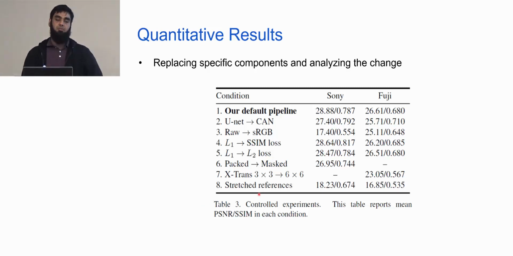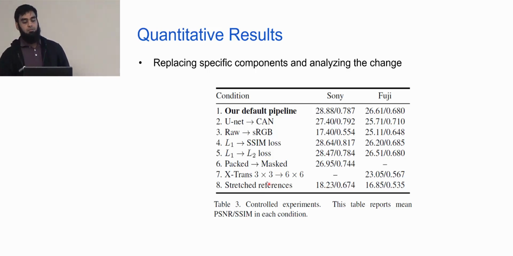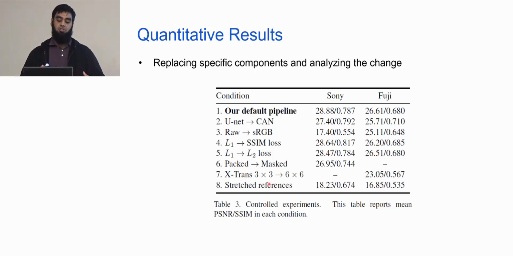Stretched references are generated using histogram stretching. It's a process that they wanted to incorporate in their original pipeline. When they use histogram stretching, it turns out that the network gives very bad results. But when they apply histogram stretching as a post-processing technique, once they obtain their original results after UNet or the default pipeline, that seems to be giving them better results compared to this. So they eliminate that from the pipeline.